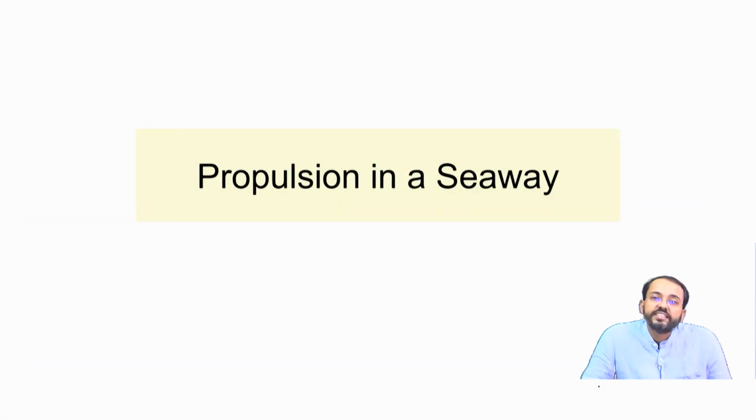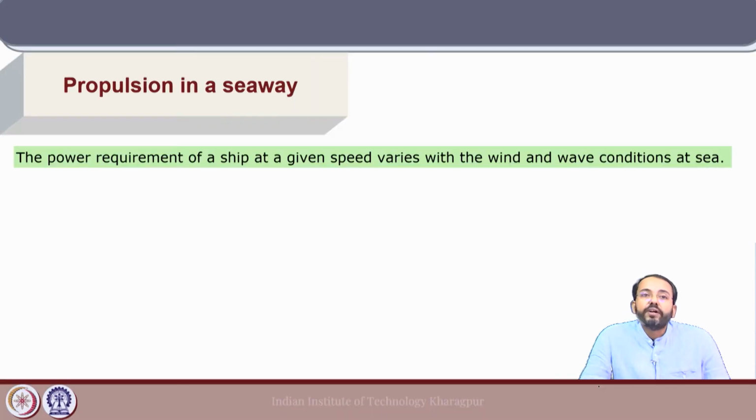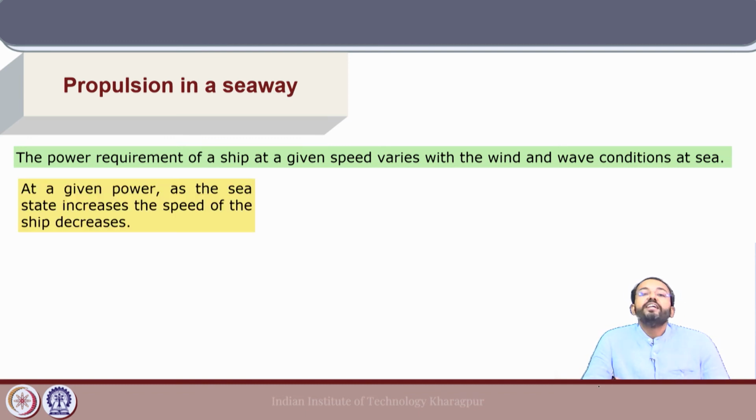Next, we will discuss propulsion in a seaway. The powering performance of a ship for a specific speed will vary with the wind and wave conditions at sea, and hence the sea condition, which is typically given by sea state, will decide the powering performance of a vessel in an actual operation condition.